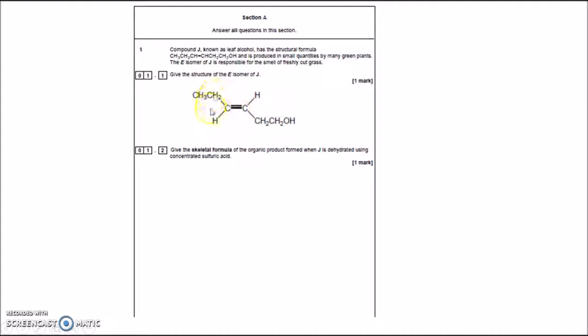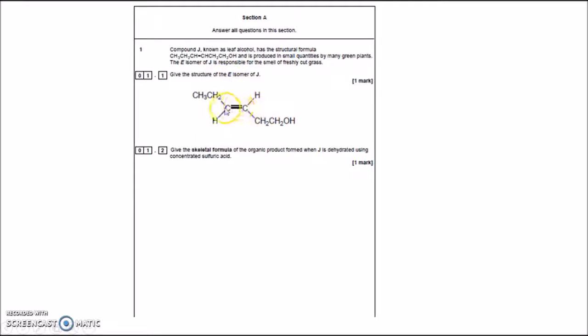If you're asked for the definition of an EZ isomer, or a stereoisomer, or a geometric isomer, the definition, not why it happens, but the definition, is that they have the same structural formula, but a different arrangement of atoms in space. The different arrangement of atoms in space is a consequence of that double bond having no free rotation. So let's have a look at why we're saying this is the E isomer.